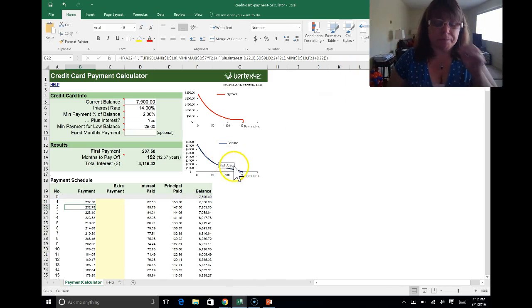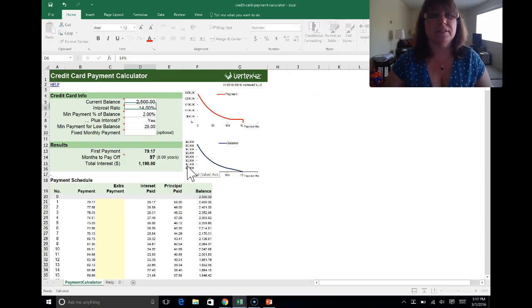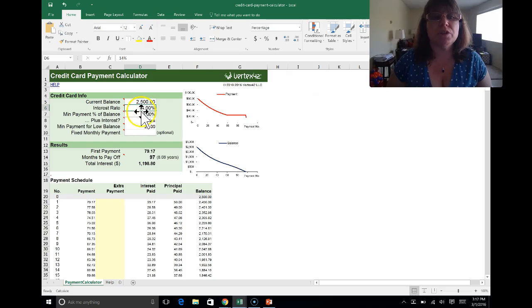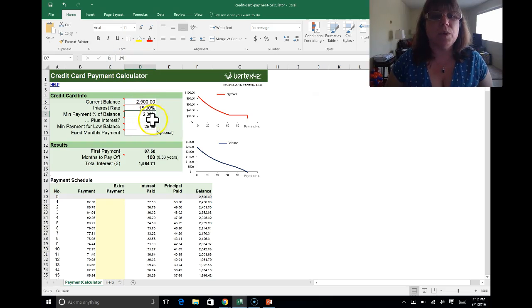I'm going to figure out if I use my credit card and I end up buying a computer for $2,500. And my interest rate is, I'm not going to say 14. Let's say credit cards like to get you. So let's say it's 18%. I have to pay a minimum balance of 2%. And this was already set up for me. I just downloaded this, so it's kind of cool.